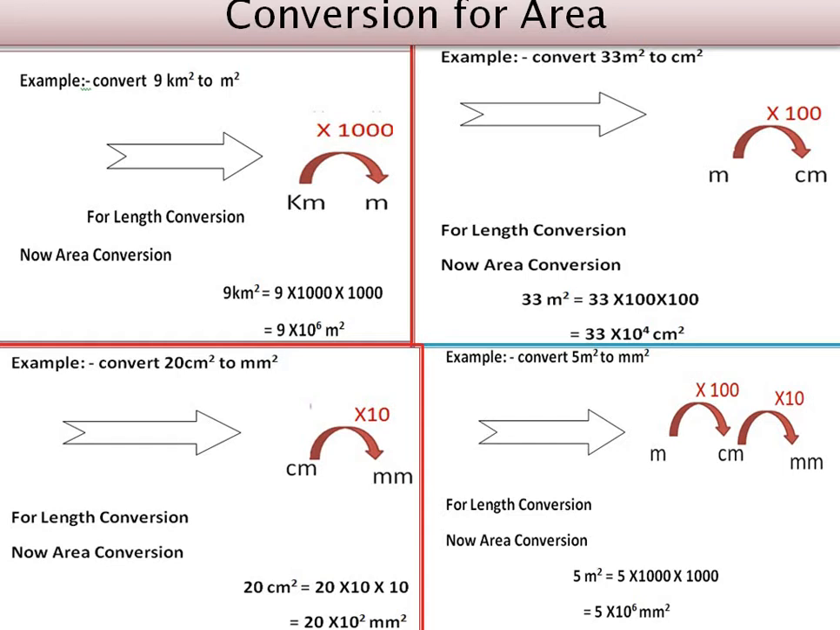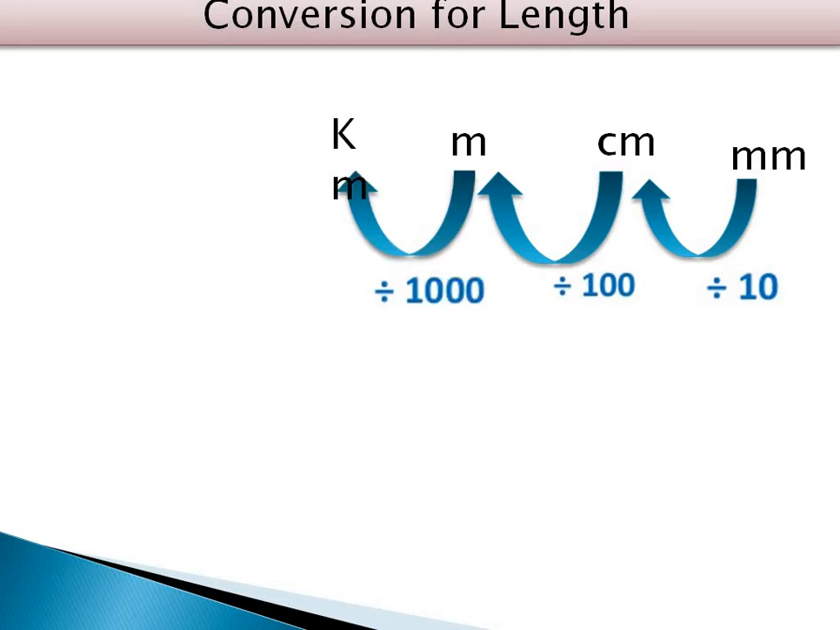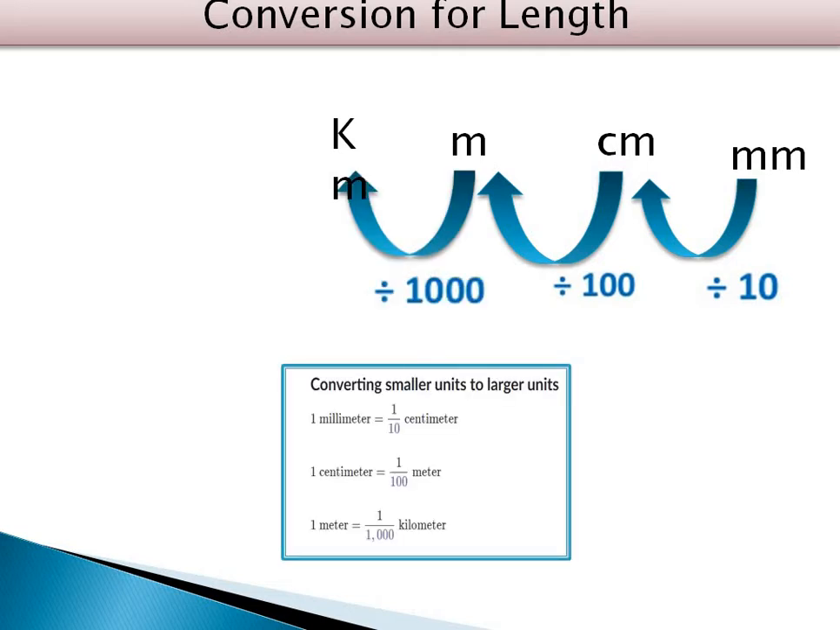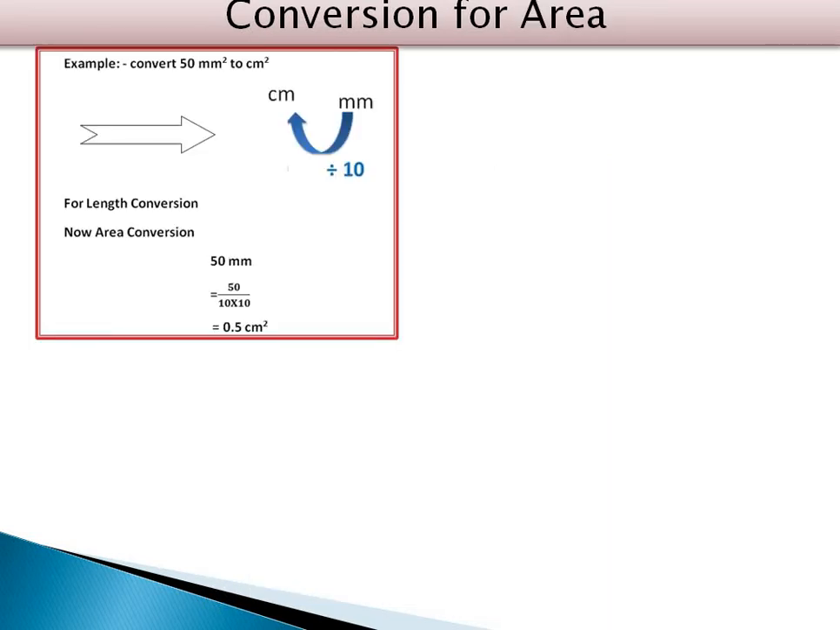Whenever we convert from a higher unit to a lower unit, we multiply. Now when we want to divide, that is, if the area is given in meter square and we want to convert it into kilometer square, then what to do? For that, we know that mm can be converted to centimeter by dividing by 10, centimeter can be converted to meter by dividing by 100, and meter can be converted into kilometer by dividing by 1000. That part we are going to implement for area conversion.